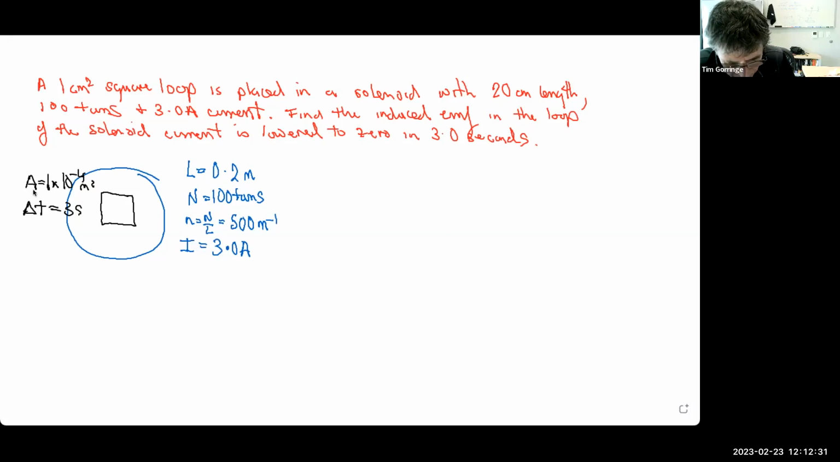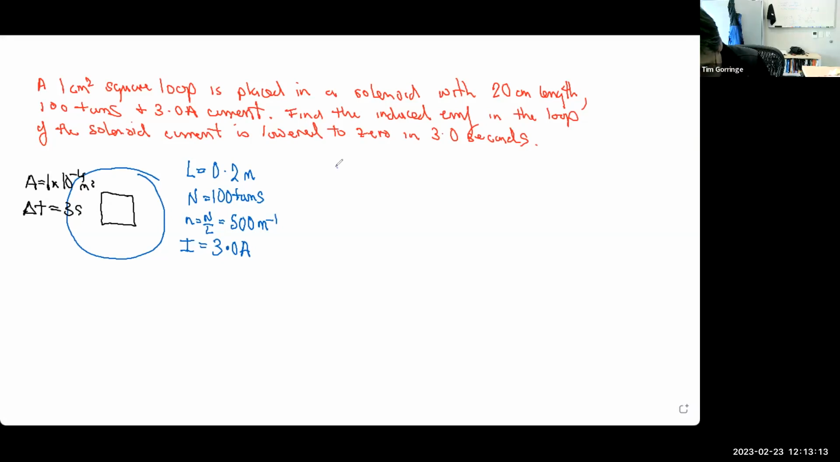We also were told, I noted these over here on the left-hand side of the sketch, the area of the coil is 1 centimeter squared, which is 10 to the minus 4 meters squared. And the magnetic field, the flux, the current change over a period of 3 seconds. So as I say, my first step is going to be to think about the field and flux while the solenoid is on. Calculate the field of the solenoid while it's on, and calculate the flux through the coil while the solenoid is on. And then I'll turn to the EMF.